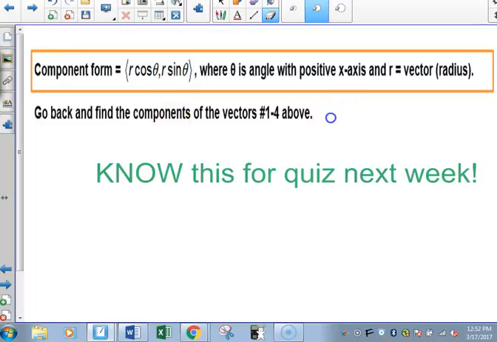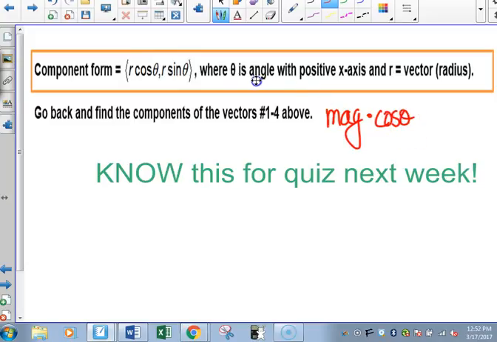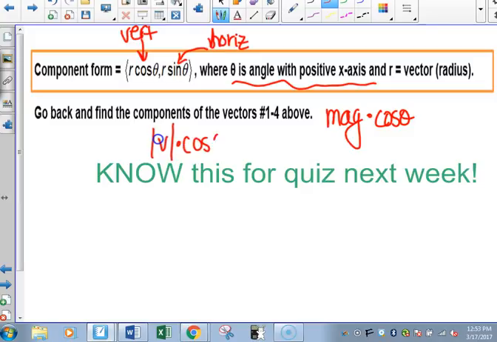The magnitude of the vector, or length of the vector, times the cosine of an angle with the positive x-axis will give you the horizontal component, and the length of the vector times the sine will give the vertical. The book I think might use this notation for this section.